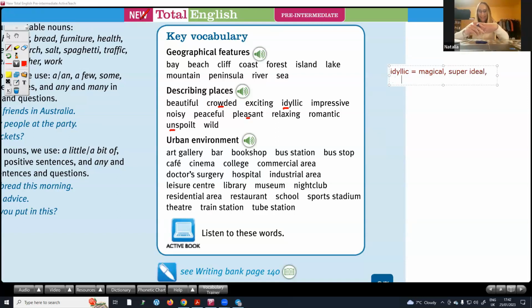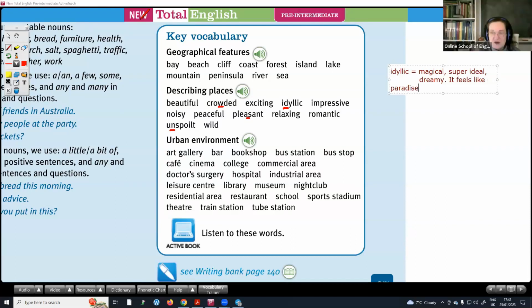Dreamy. Because it's almost like a dream because it's magical. It's just like, wow, it feels like paradise. Do you understand paradise? Yes. Okay, good. So it feels like paradise. So that's idyllic. Okay. Next one, pleasant.